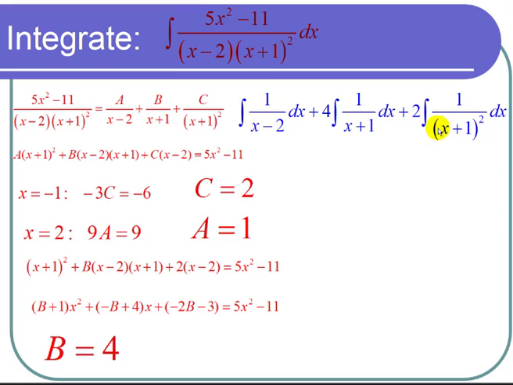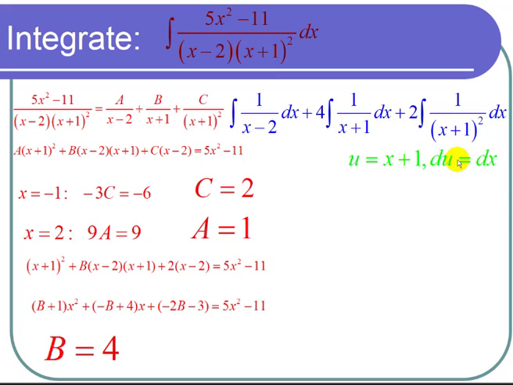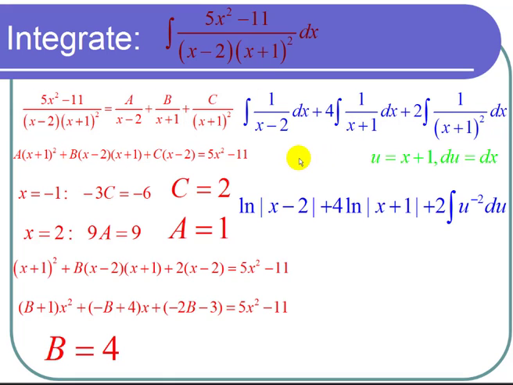For the third one, I'm going to set u equal x plus 1, and then du equals dx. And the first two integrals, this is just a log. Notice if u is x minus 2, du is dx. And if u is x plus 1, du is dx also. So the constants don't change. And I just get natural log of x minus 2 in absolutes, plus 4 times the natural log of the absolute value of x plus 1.